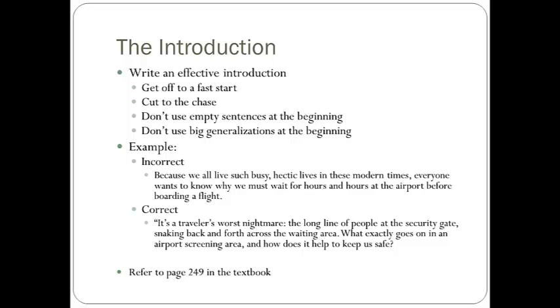Example. Here's an incorrect one, taken from the book on page 249, and you can look along in the text. Incorrect: Because we all live such busy, hectic lives in these modern times, everyone wants to know why we must wait for hours and hours at the airport before boarding a flight. This is very general. It's very overused. We live hectic lives. Everybody knows all of that.